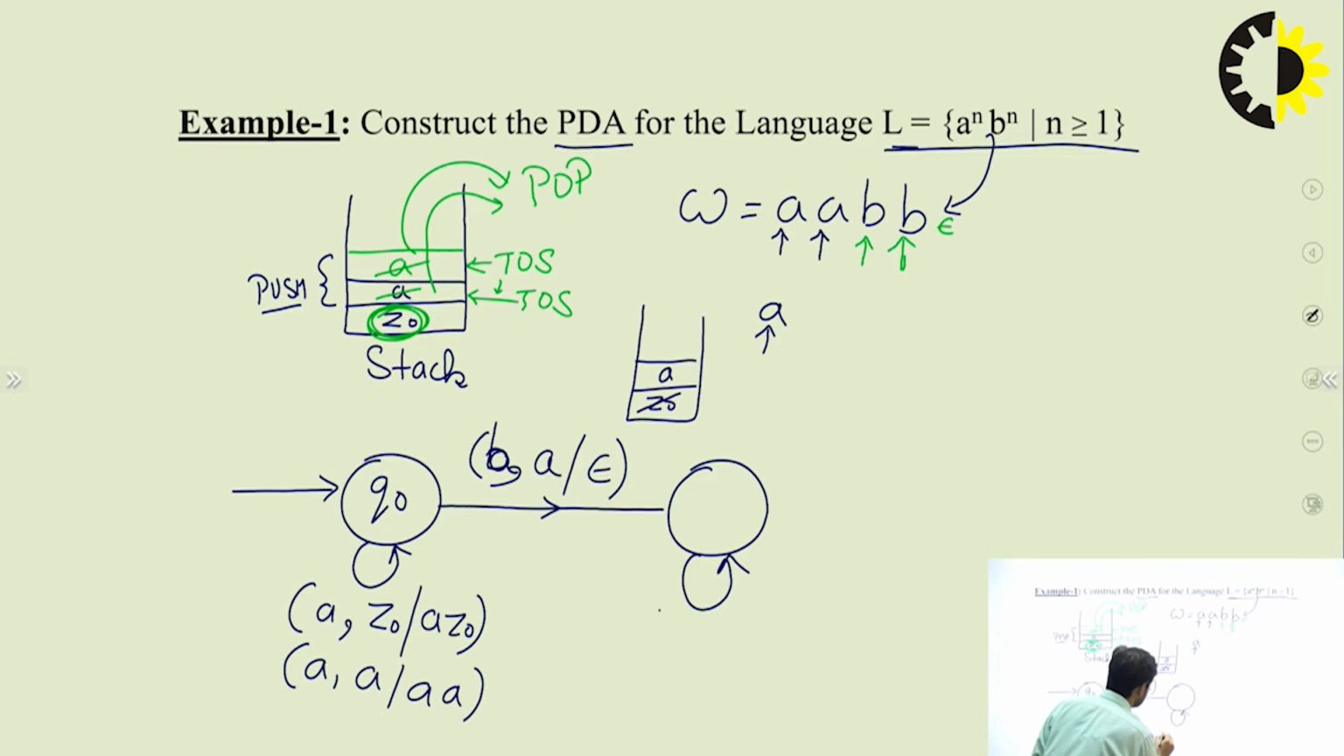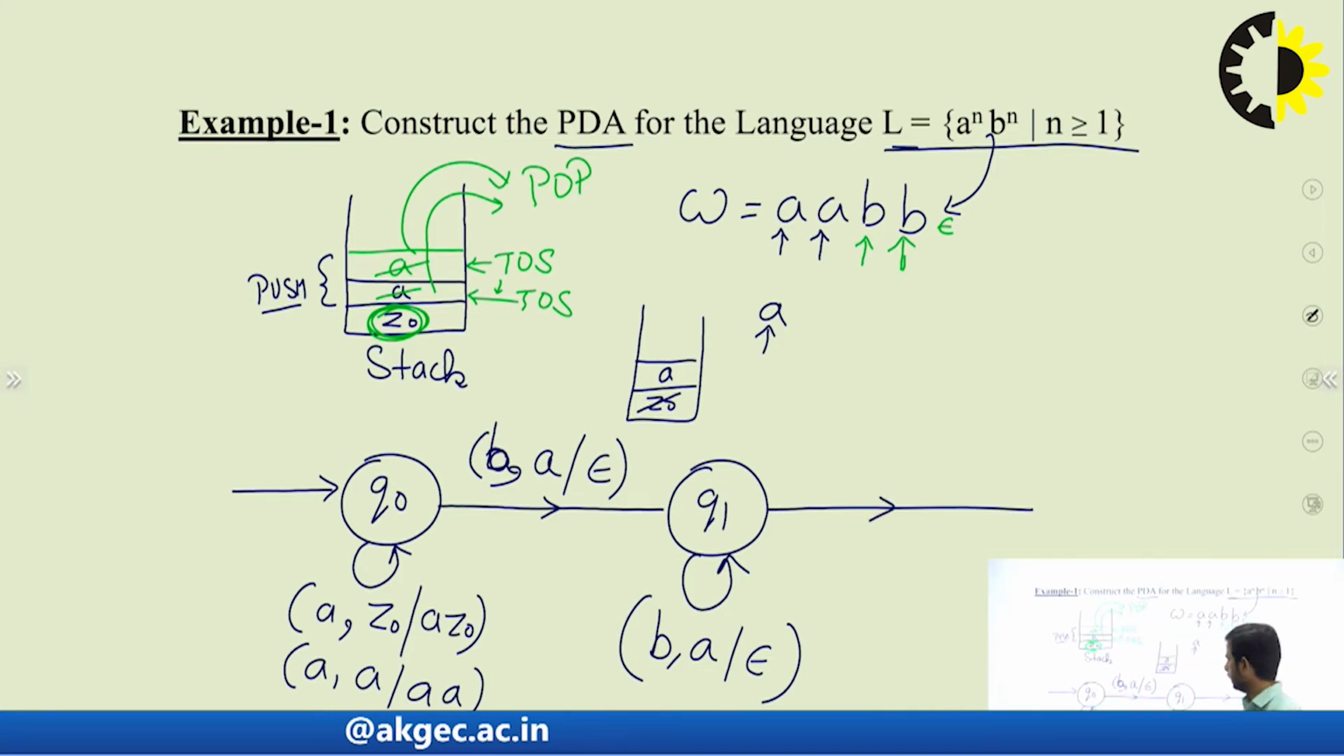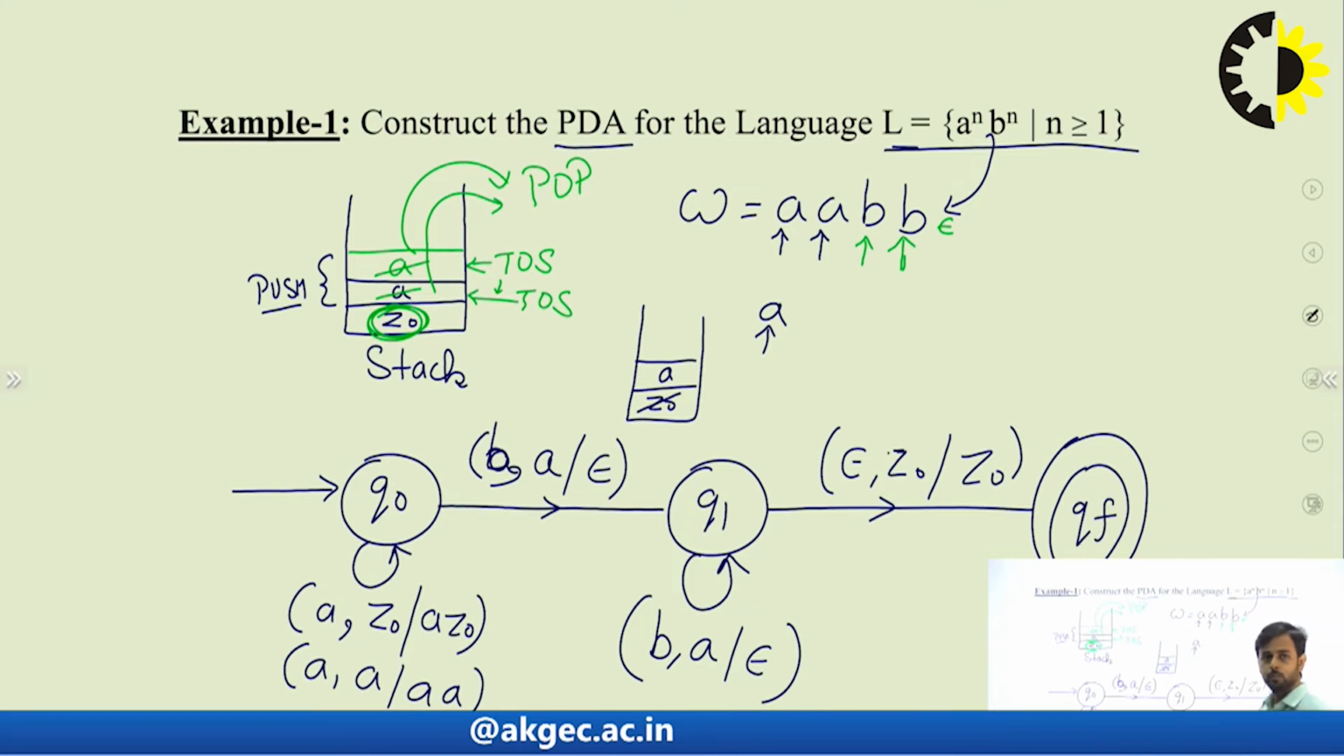Now on input B, when top of stack is A, we pop A. We keep on doing this until all A will be popped out, then all B will be over. Now input will be epsilon and top of the stack is Z node. We keep Z node as it is and accept. Okay, accept.